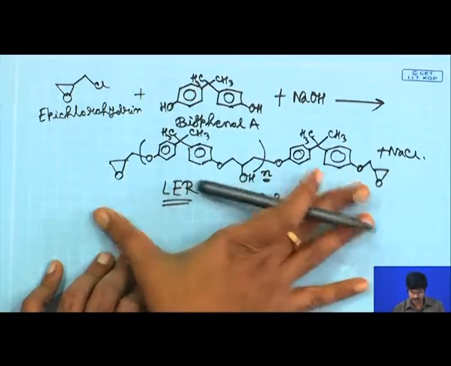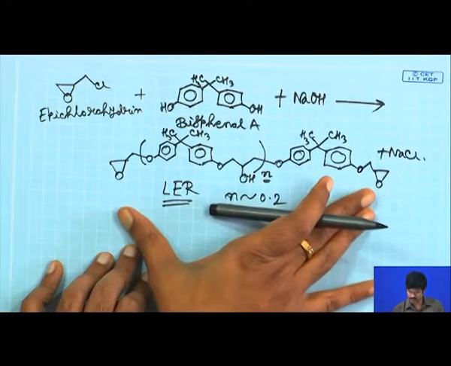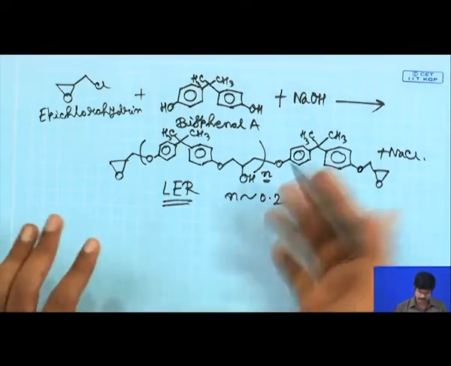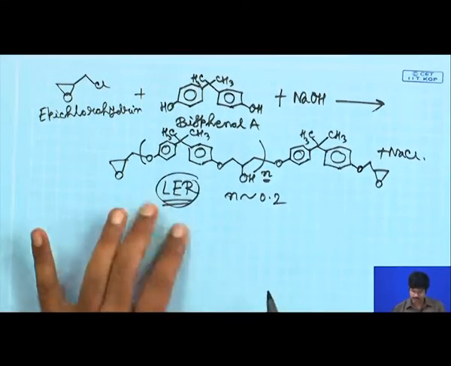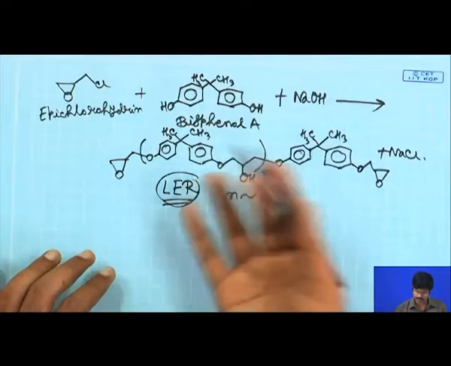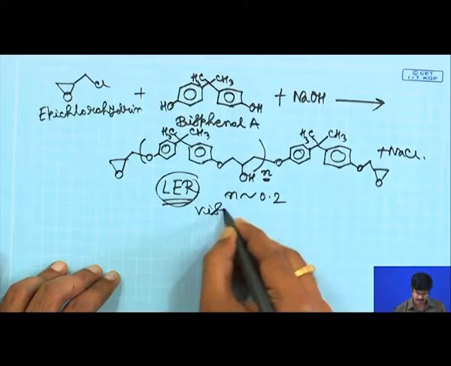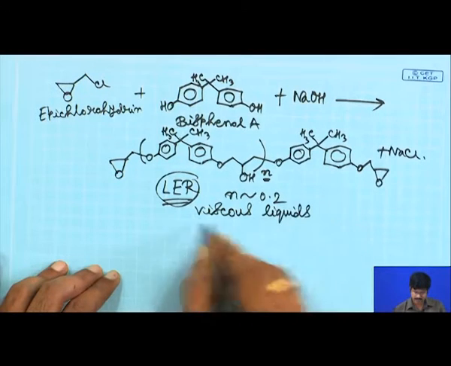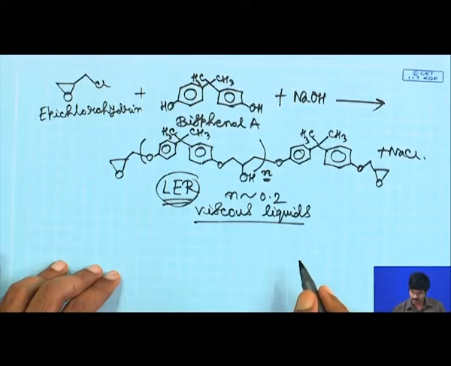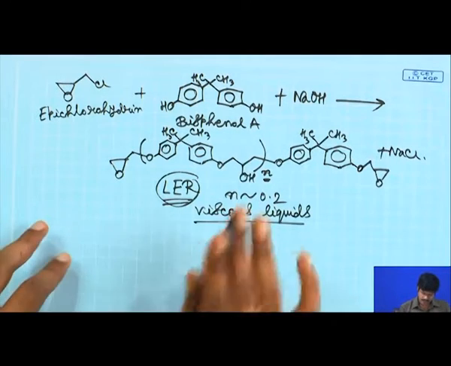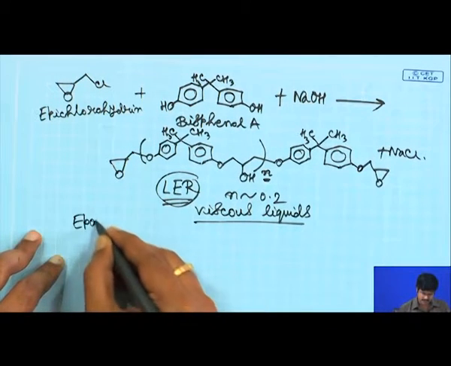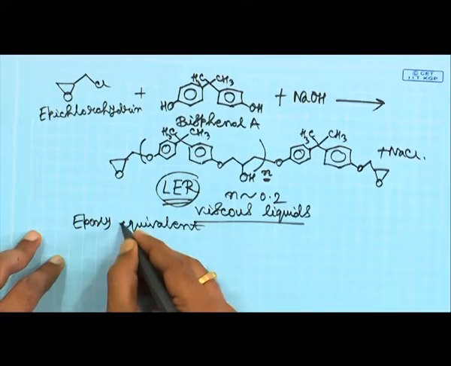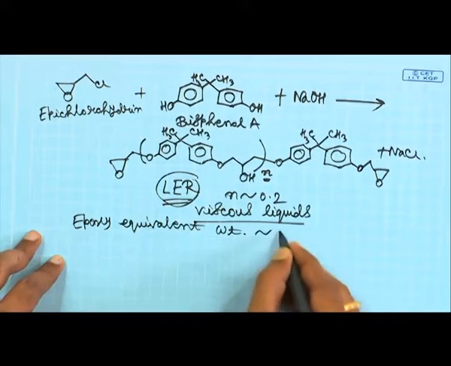So, this is typically mostly diglycidyl ether of bisphenol A. Now, as you can see already and you can suspect, typical commercial liquid epoxy resins are viscous liquids, the n value is very small, and their epoxy equivalent weight is around 188.